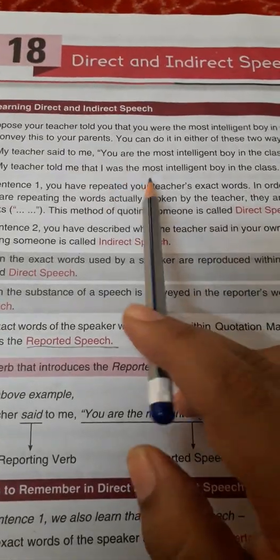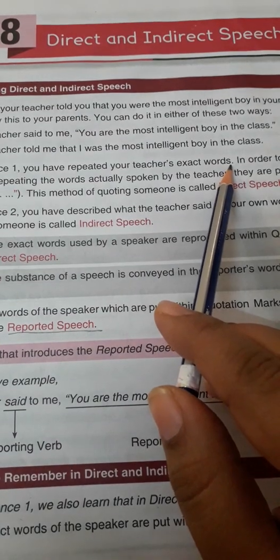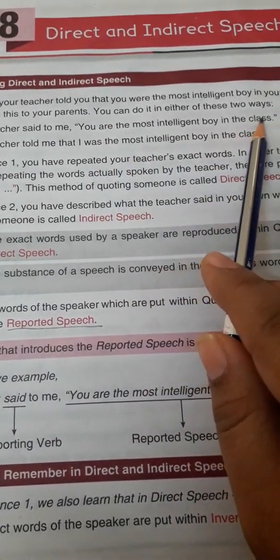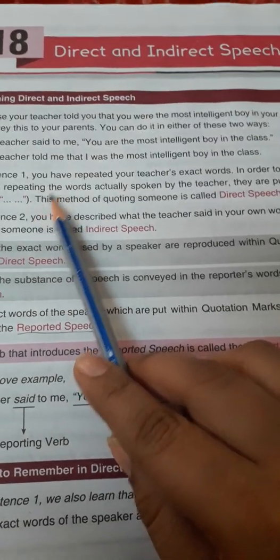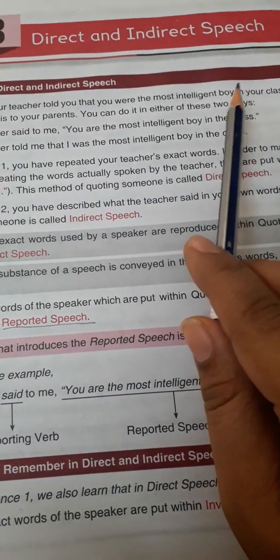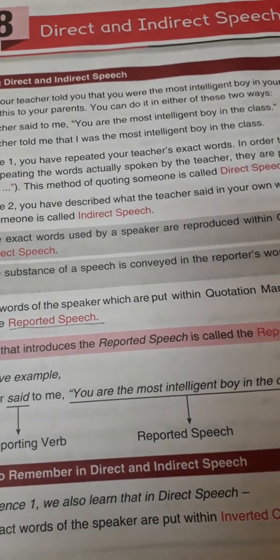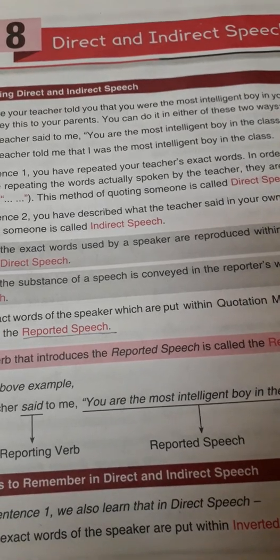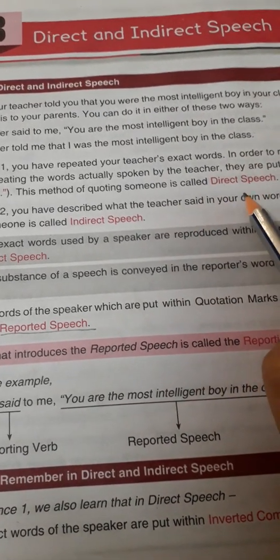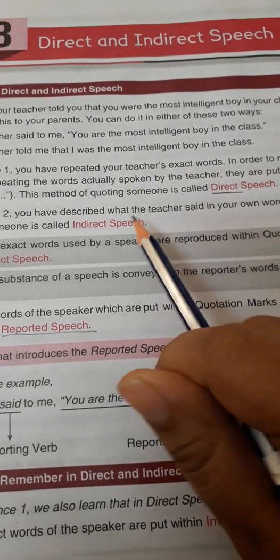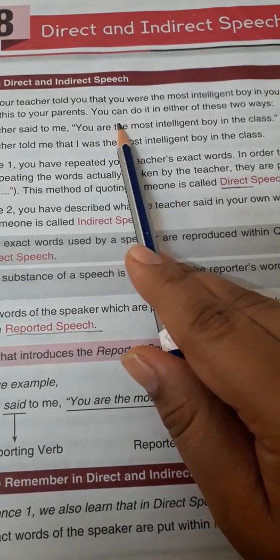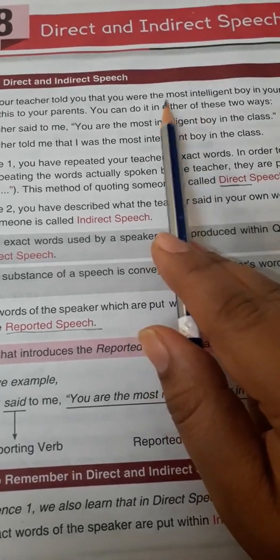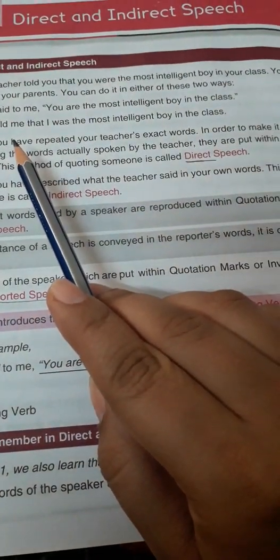Now, in the first sentence, you have repeated your teacher's exact words, what the teacher told you, that you are the most intelligent boy in the class. You're repeating the words exactly spoken by your teacher, and they are also expressed in inverted commas. This method of quoting someone, telling what another person told you, is called direct speech, where you are directly telling the words spoken by the teacher. In direct speech, the exact words are spoken and they are expressed in the inverted commas.